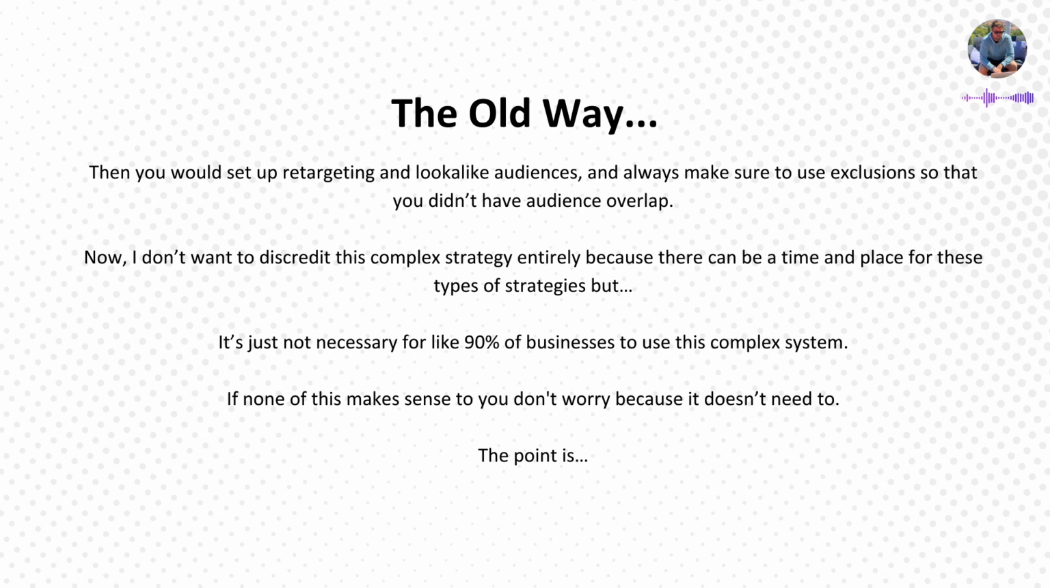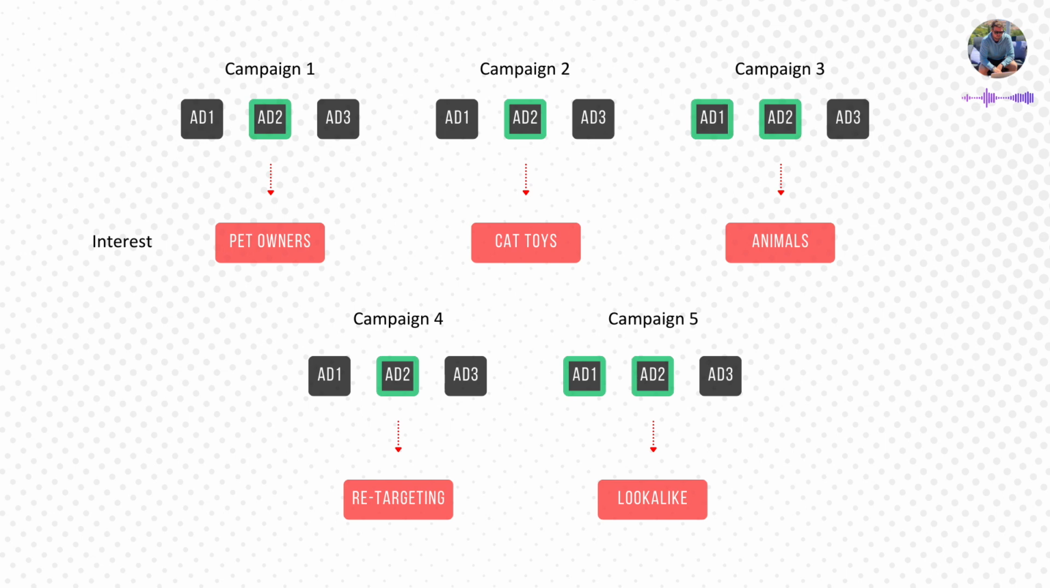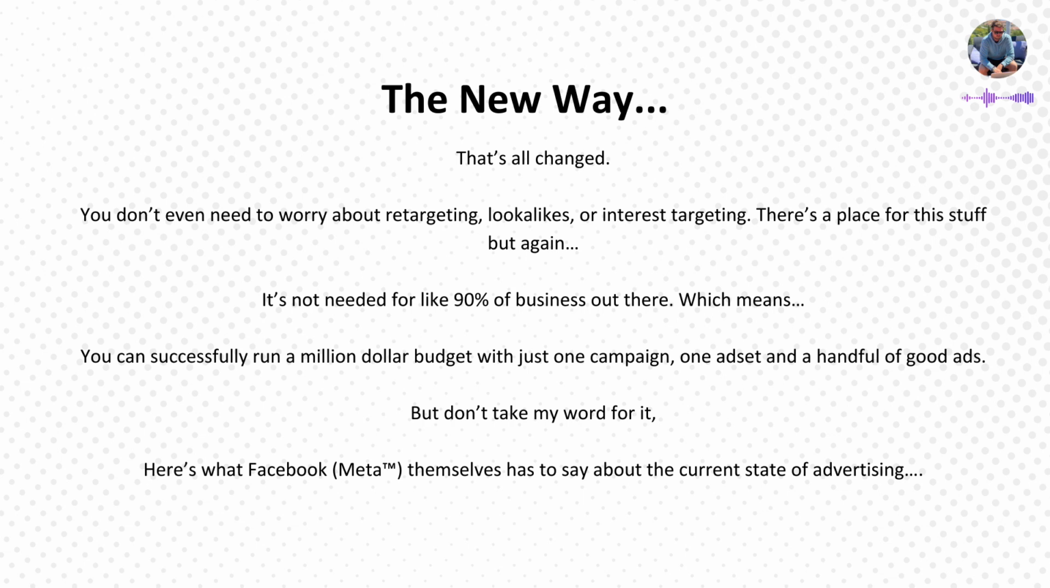And if none of this makes sense to you, don't worry because it doesn't need to, because the point is running ads used to be this complex system of multiple campaigns and interests and retargeting and lookalikes, but that's all changed. You don't even need to worry about retargeting, lookalikes, or interest targeting. There is a place for this stuff, but again, it's not needed for like 90% of businesses out there, which means you can successfully run a $1 million budget with just one campaign, one ad set, and a handful of good ads. But don't take my word for it. Here's what Facebook or Meta themselves has to say about the current state of advertising.